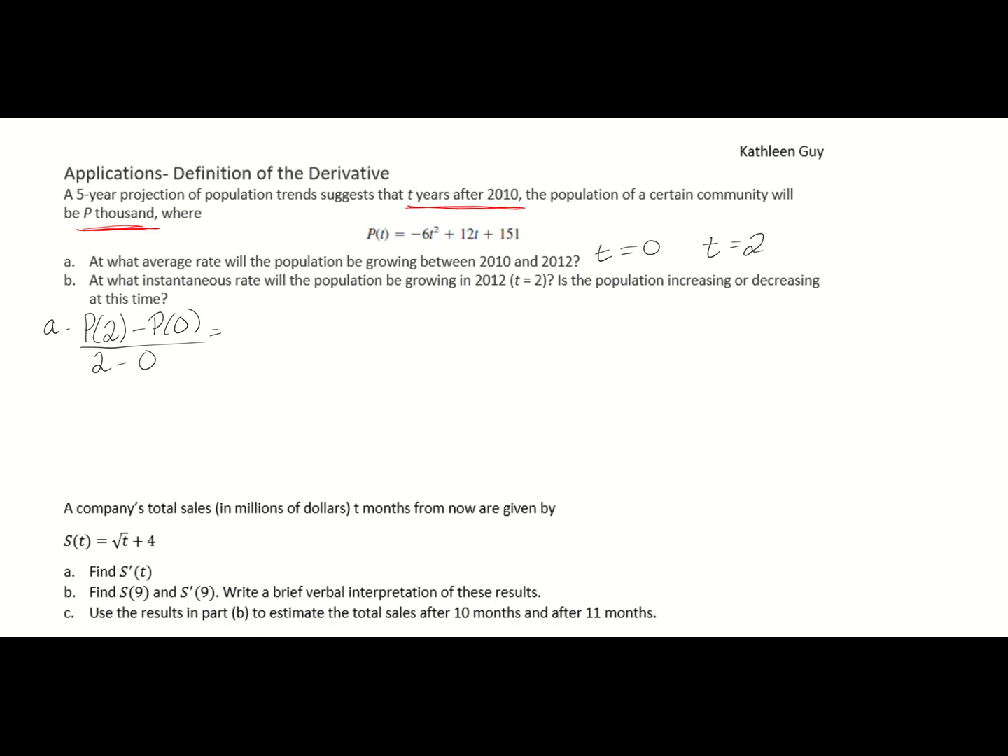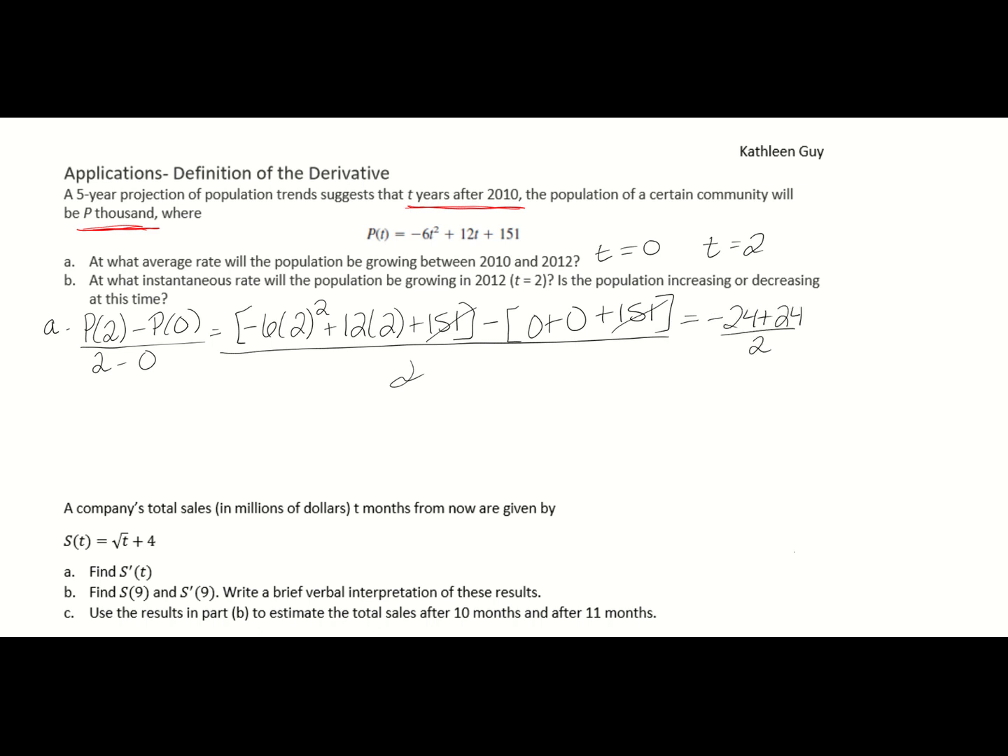And then you plug in, right? So just be careful. It's going to be negative 6 times 2 squared plus 12 times 2 plus 151 minus, and then you get to plug in 0. So that will be 0 plus 151, over 2 minus 0, which is 2. Here the 151s are going to cancel. You can do the math right there. Negative 6 times 4 will be negative 24 plus 24 divided by 2. But that's going to give us 0 over 2, which is 0. So the average rate of the population change was 0.